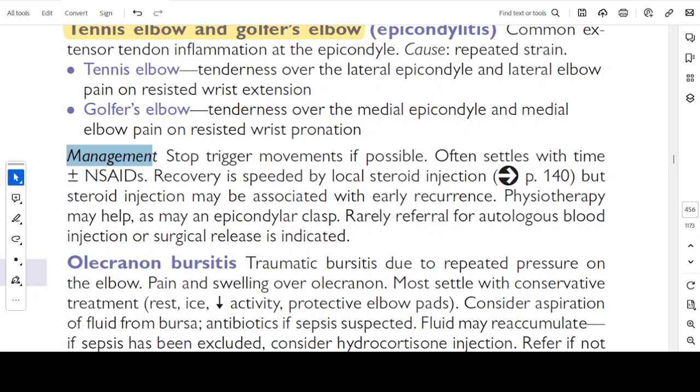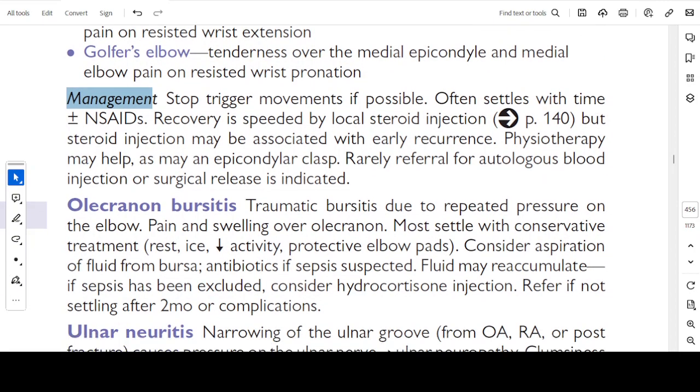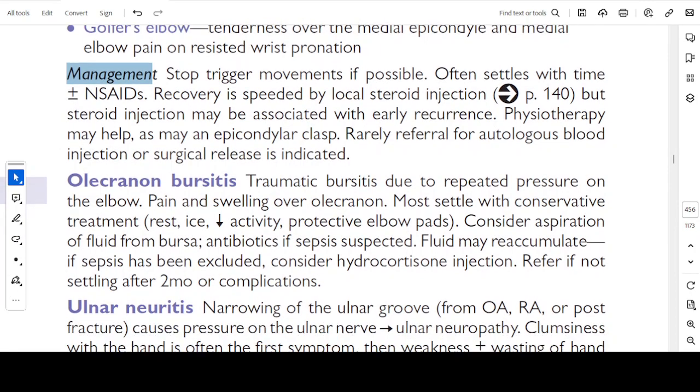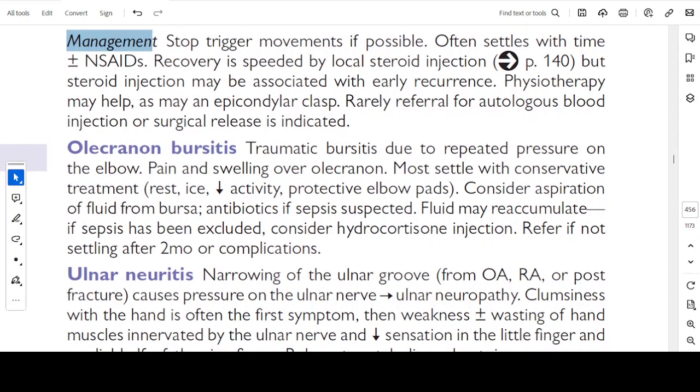Management. Stop the trigger movements if possible. Often settles with time plus NSAIDs. Recovery is speeded by local steroid injection, but steroid injection may be associated with early recurrence. Physiotherapy may help, as may an epicondylar clasp. Rarely, referral for autologous blood injection or surgical release is indicated.